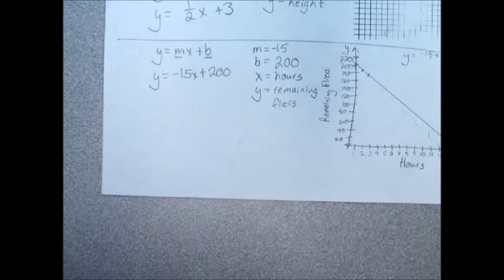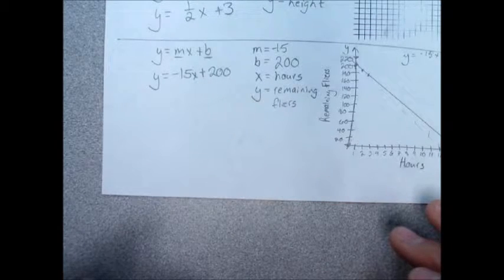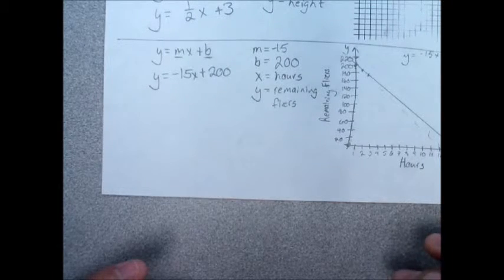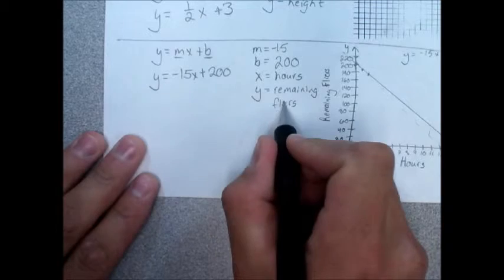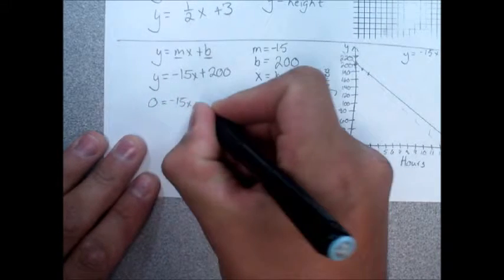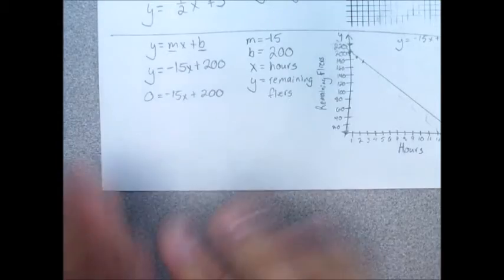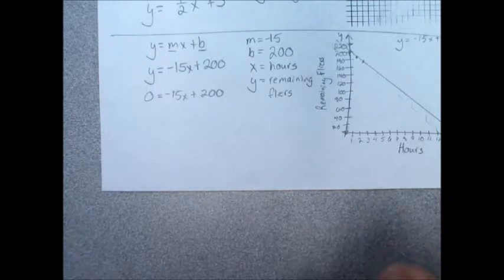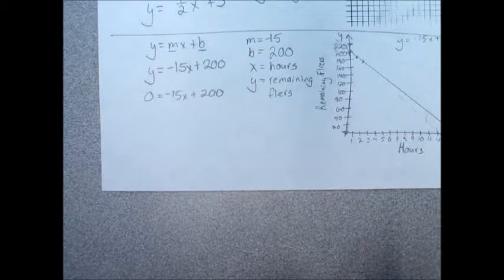So we want to find out when he's done, right? How many will he have remaining when he is done? 0, right? So I'm going to plug in remaining flyers, 0. 0 = -15x + 200. I know this is a little bit longer than the common sense way, but if we can solve the easy ones, then we'll be able to do the hard ones later. All right, what do I got to do to get x by itself?